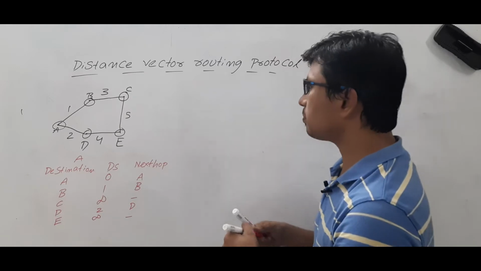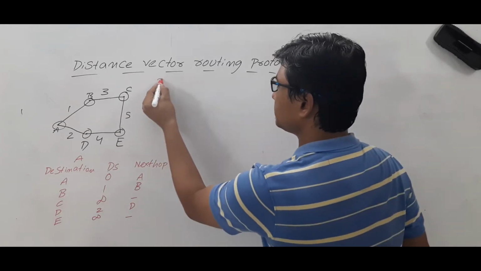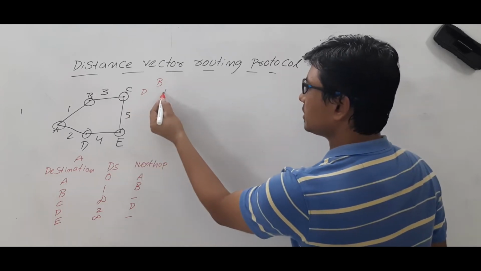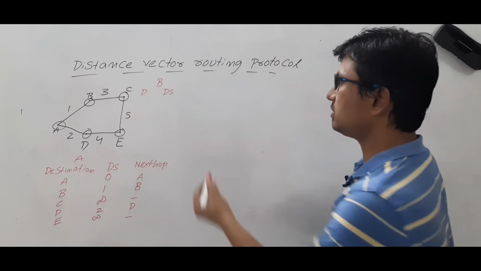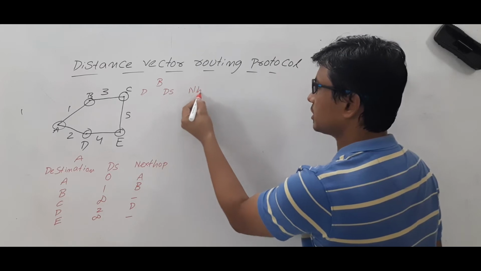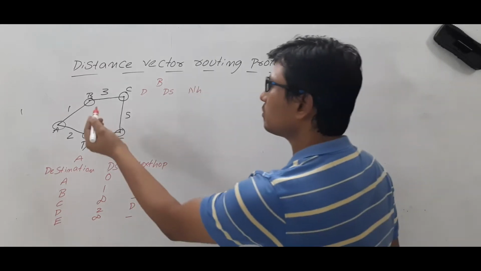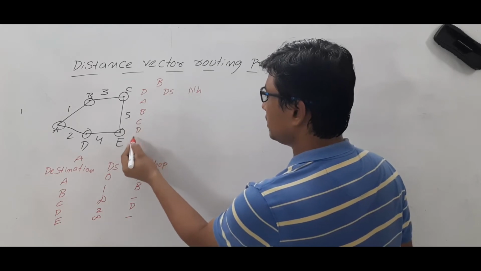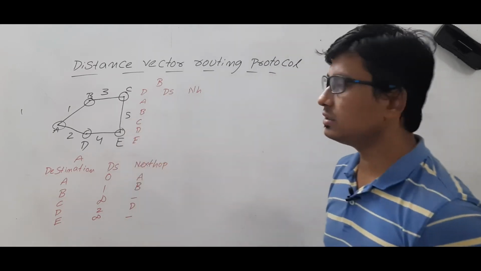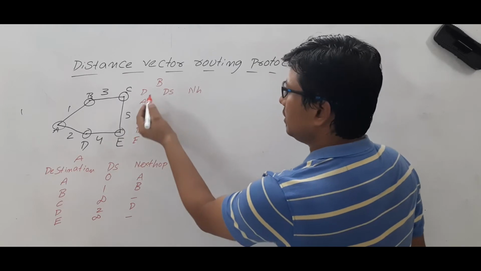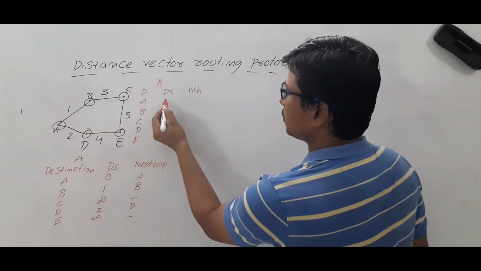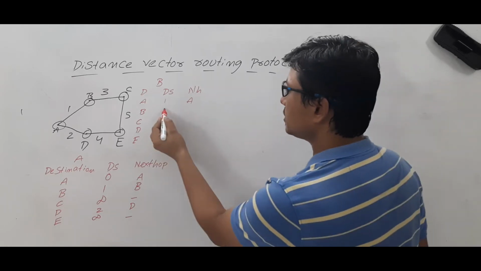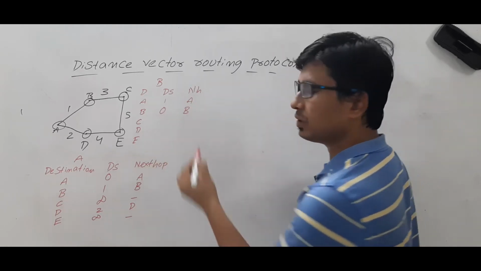Let me find out what the information will be at B. Okay, I will keep D for destination, DS for the distance and NH for the next hop. We will see what will happen at B. A, B, C, D, E is the information. Now, B to A is 1 and the next hop is A. B to B is 0 and the next hop is B only.